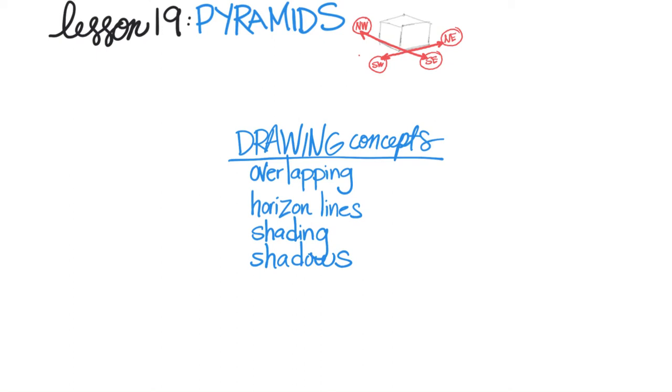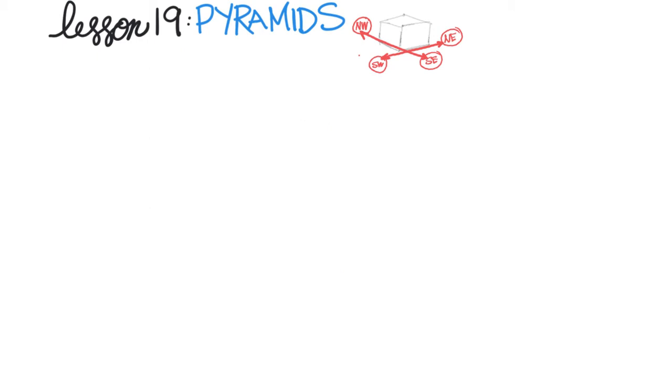This is lesson 19. In lesson 19, we're going to be drawing pyramids in a three-dimensional way. And we're going to be drawing a pyramid by using the following drawing concepts: overlapping, horizon lines, shading, and shadows. We're going to practice smooth single value shading. And because of the pyramid, we are going to shade a little differently with straight lines because there's no curved lines.